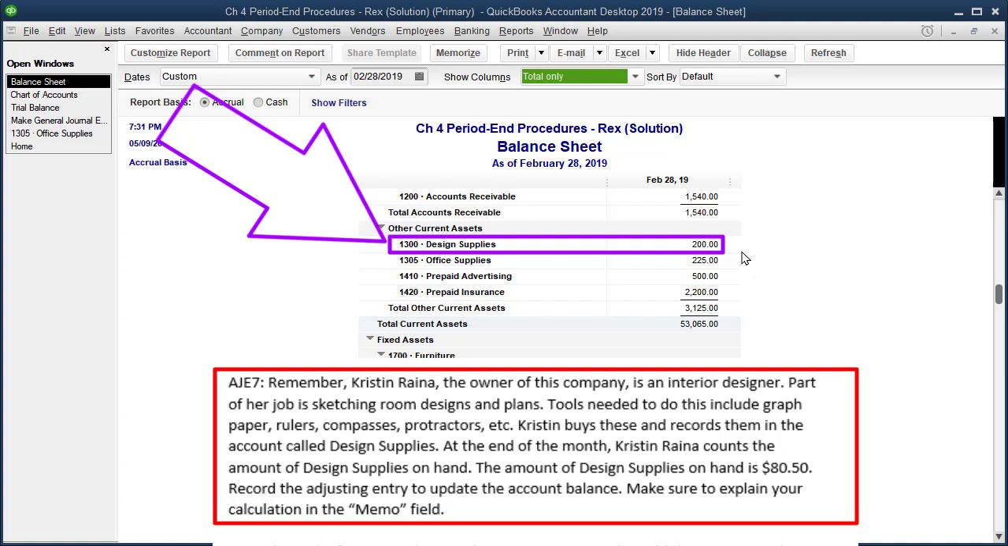At the end of the month, Kristen Reyna counts the amount of design supplies on hand. The amount of design supplies on hand is $80.50. So if we really only have $80.50 on hand, but our balance sheet shows that we have $200, that means this $200 is no longer accurate. We have to update it. Record the adjusting entry to update the account balance. Make sure to explain your calculation in the memo field.